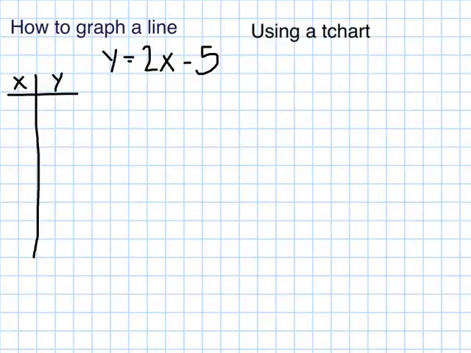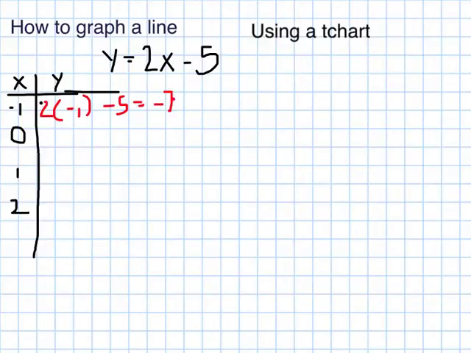values. And you're going to pick x values and figure out what the corresponding y value is that goes with that. So for the x values, we're going to pick easy values. So we're going to go -1, 0, 1, and 2. So if I plug -1 into my equation, we would have here 2 times -1 minus 5 would be -7.